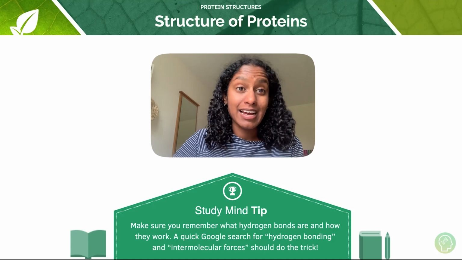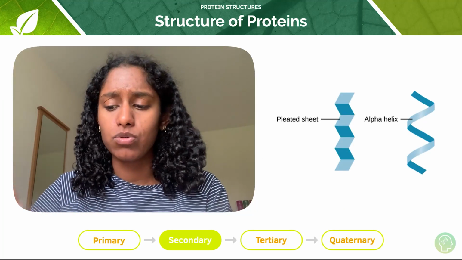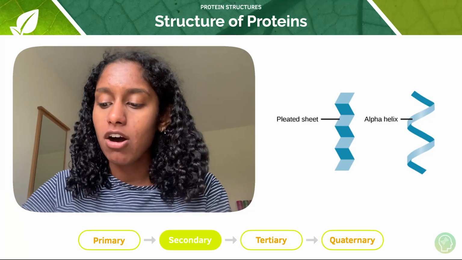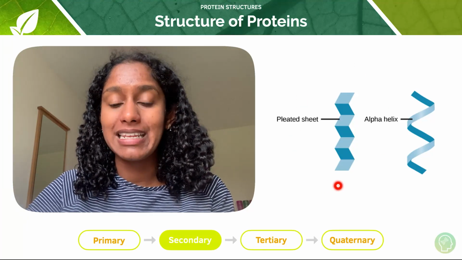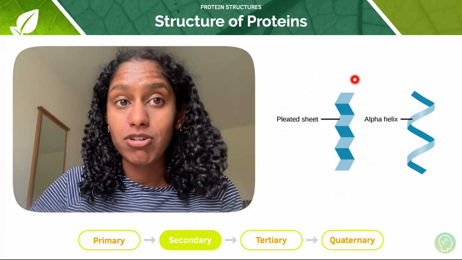Now, make sure you remember what hydrogen bonds are and how they work. This will just be a little recap that you can just do, and then this will make a little bit more sense as well. But it's really important that you remember that it's hydrogen bonds that are formed within the primary structure to form the secondary structure.